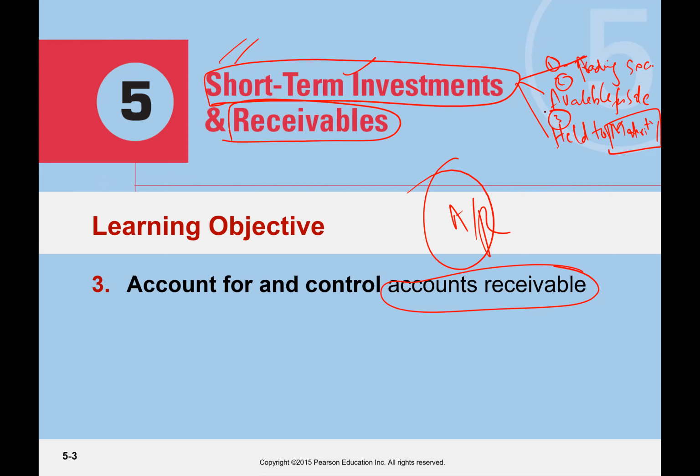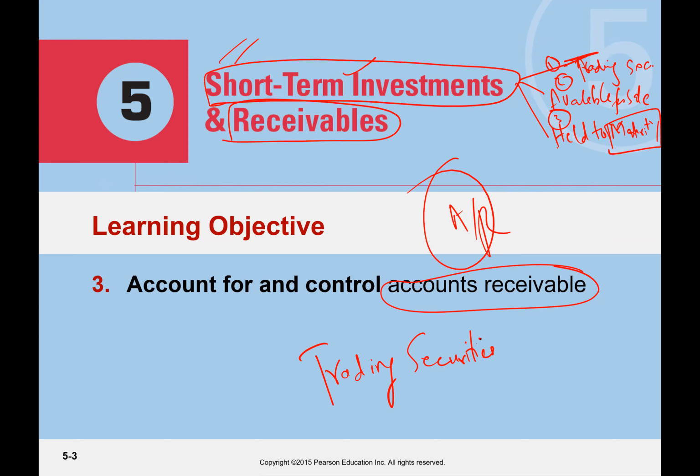Okay. What was the first one? Can't read that. Trading securities. Trading. T-R-A. Yeah. Okay. Trading securities.